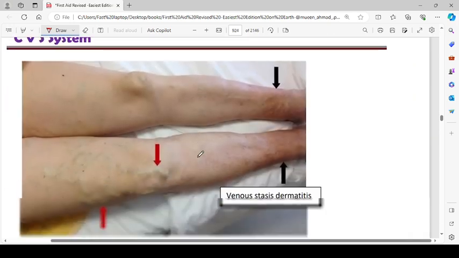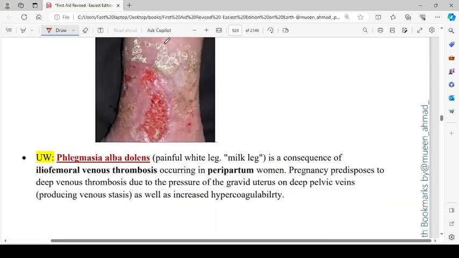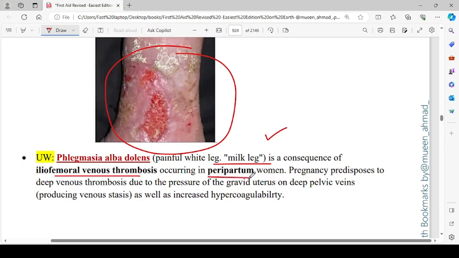Okay, so this is venous stasis dermatitis, this thing, and also over here. Then we have a UWorld point, that is phlegmasia alba dolens. Painful white leg, milk leg, is a consequence of iliofemoral venous thrombosis occurring in peripartum women. Pregnancy exposes to the deep venous thrombosis due to the pressure of the gravid uterus on the deep pelvic veins, producing venous stasis, as well as increased hypercoagulability.